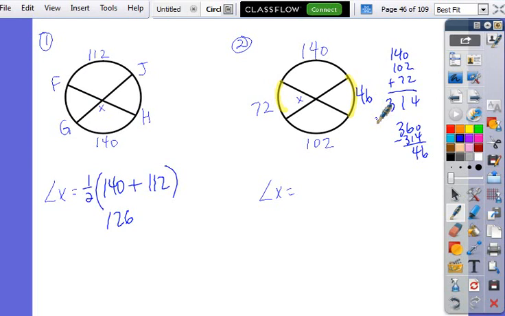Now we can say it's half of the arc that it makes, which is 72, plus the one that's across from it, vertical, which is 46. Type that in the calculator. Is that 59? Yeah. Now I'll get my answer.